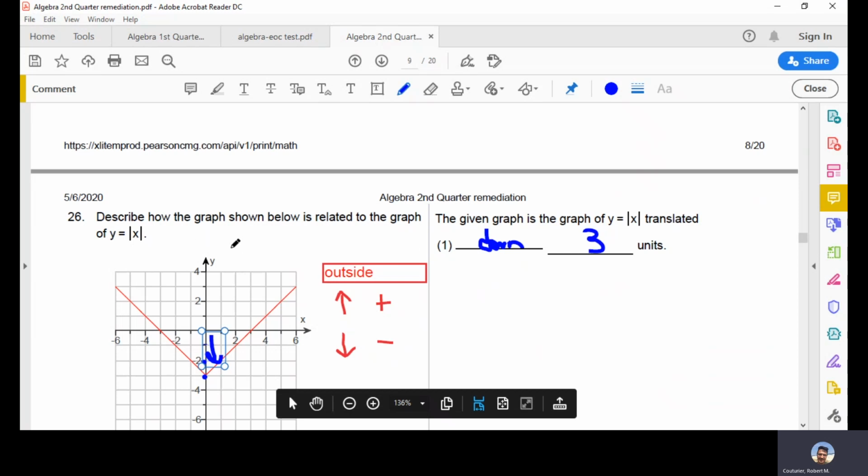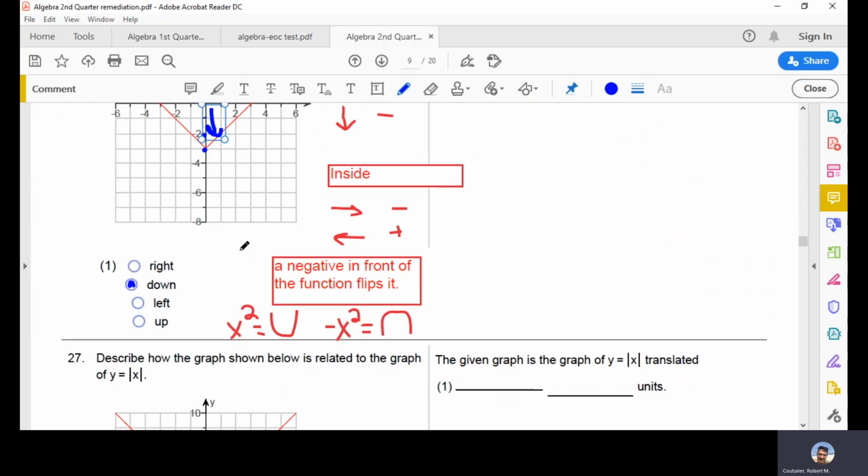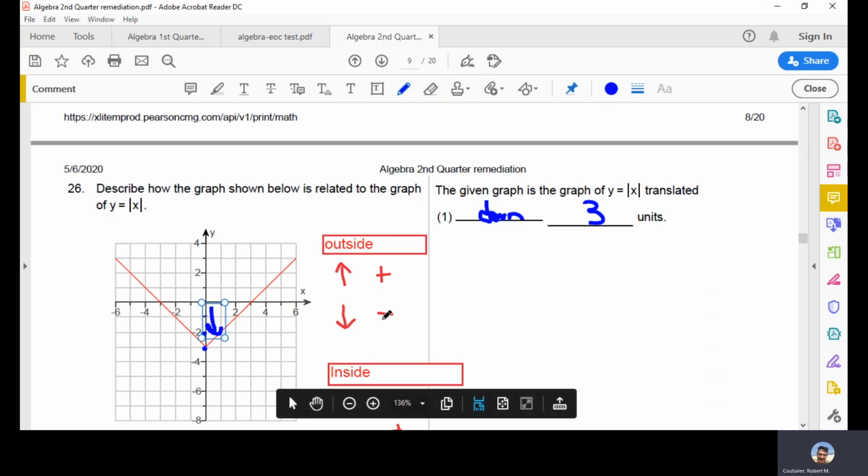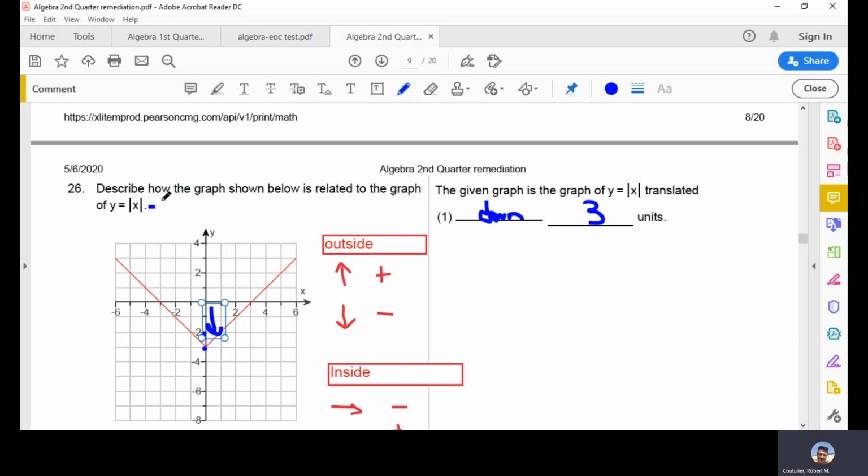So if you were to write it, they're not asking us in this question to write the equation, but if it was going down, outside of the function is a minus sign. And how many units? 3. Maybe y equals the absolute value of x minus 3.